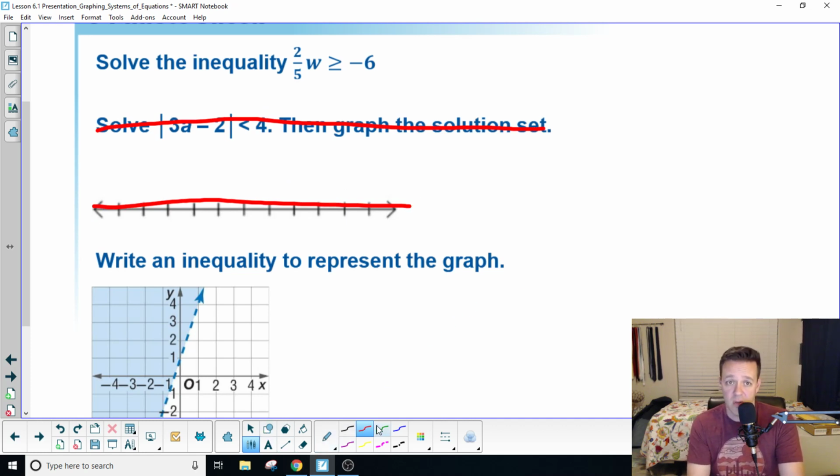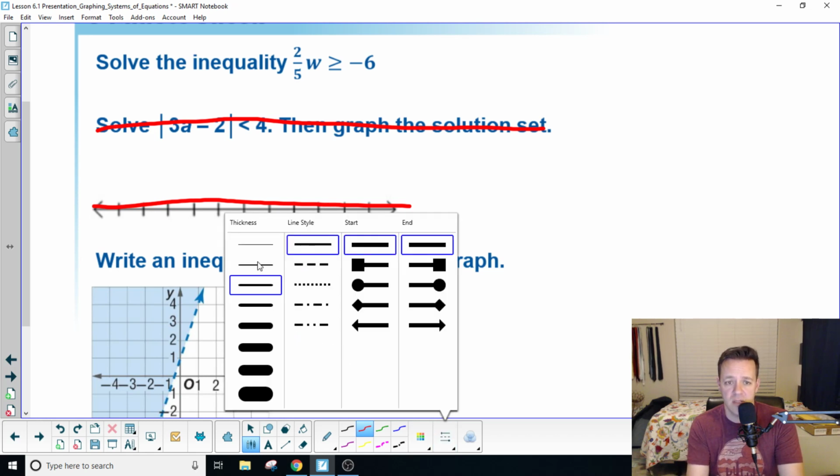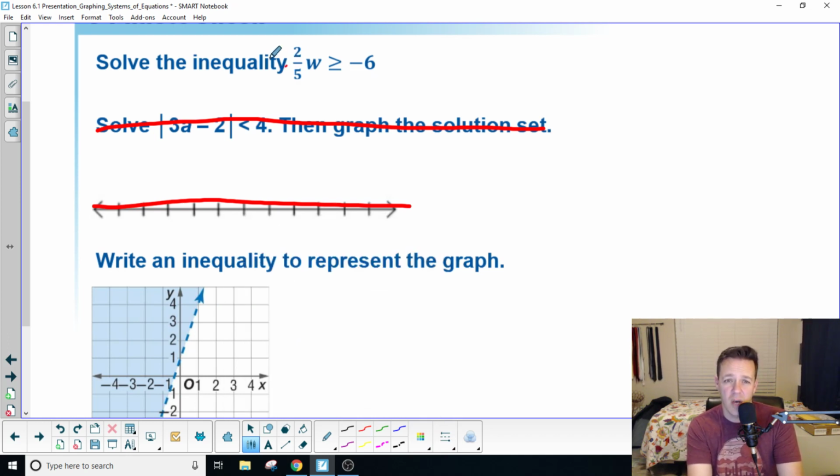Alright, so hopefully you were able to do this bell work on your own. Remember, this is all about you and your honor system, ladies and gentlemen. I just want to make sure you understand how to do this stuff. So the simplest way to solve this one would be to multiply everything by the reciprocal. So it would be multiplying both sides by 5/2. And so you'd have W is less than or equal to, and then 6 times 5 is 30. Divide that by 2, and you'd have negative 15.